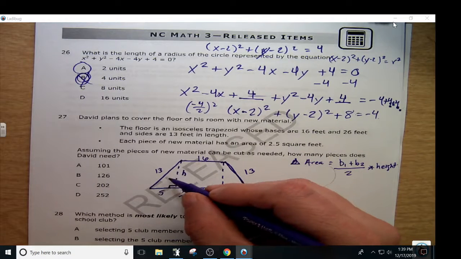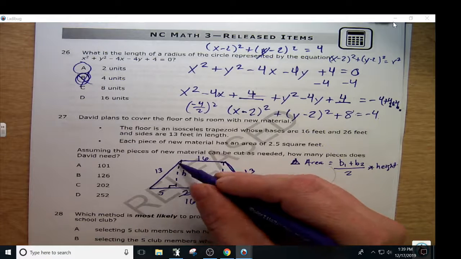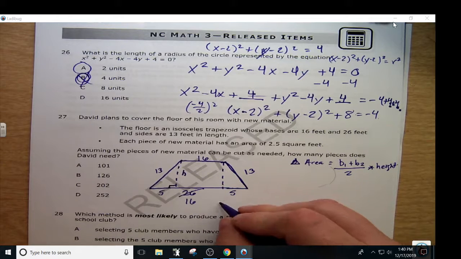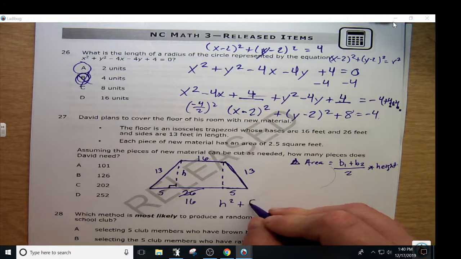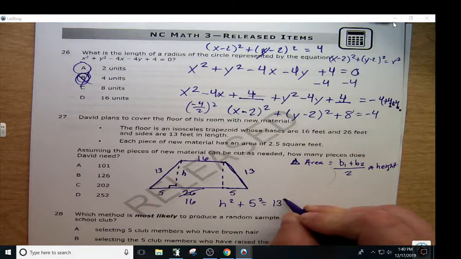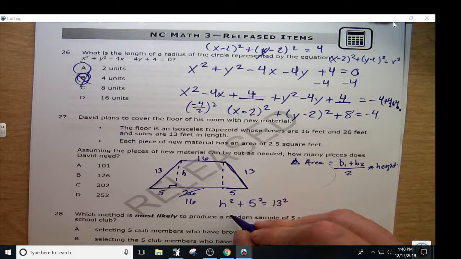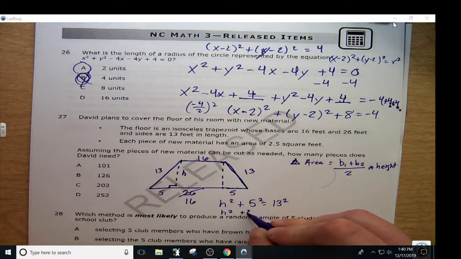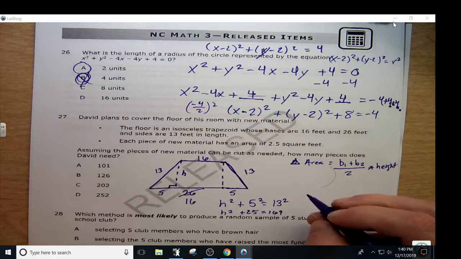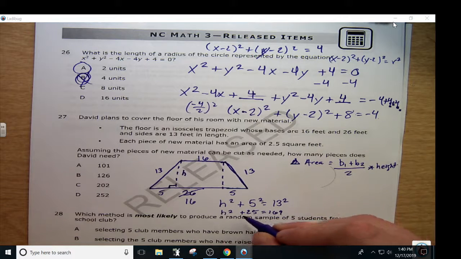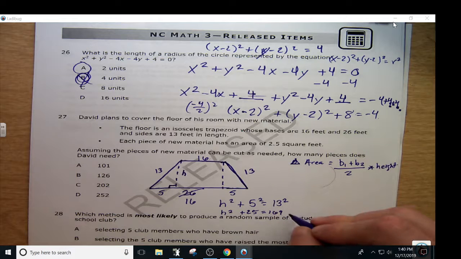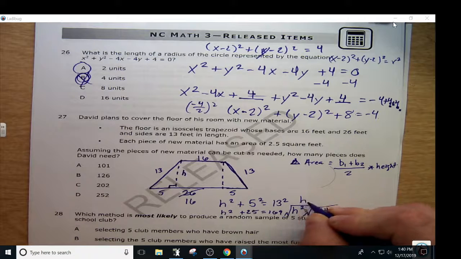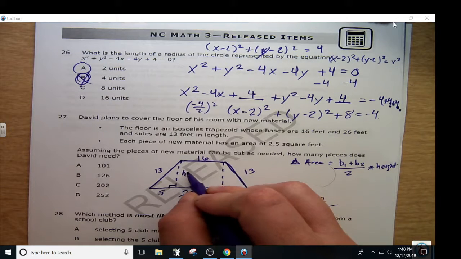Now, that being said, this is the Pythagorean theorem. It is a right triangle, so it's going to be h squared plus 5 squared equals 13 squared. That's going to be h squared plus 25 equals 169. To get h by itself, we want to subtract 25. So that's going to give me h squared equals 144. Then to get h by itself, I'm going to take the square root of both sides. That gives me a height of 12. Okay, so now this is 12.